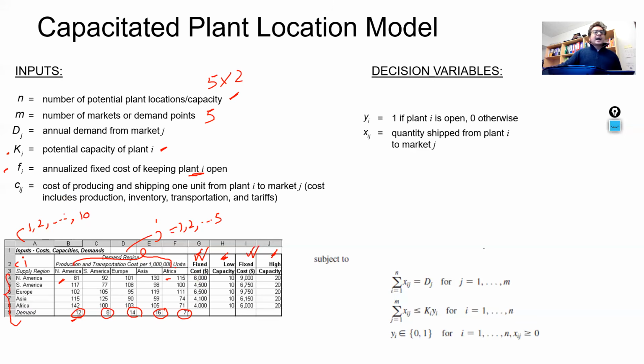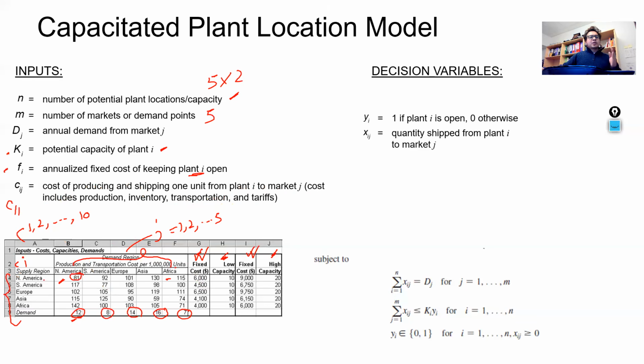And then Cij. Here Cij would mean the cost of producing and shipping one unit from plant i to market j. The cost includes production, inventory, transportation, and tariffs. In this case, we put everything in this cost. So when we say Cij, let's say the value of i is 1 and j is 1. C11 would mean this value.